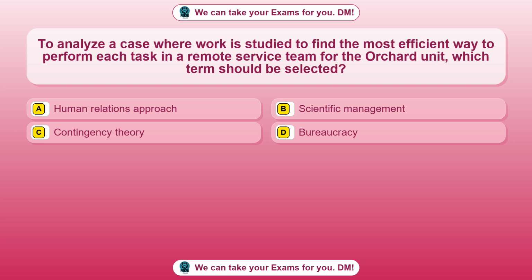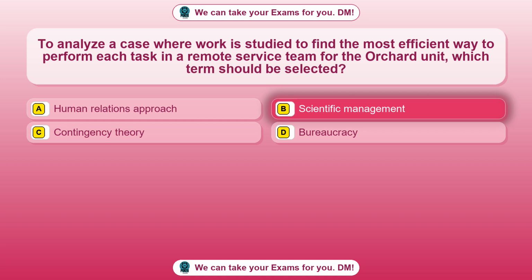Question 2. To analyze a case where work is studied to find the most efficient way to perform each task in a remote service team for the orchard unit, which term should be selected? Option A, human relations approach. Option B, scientific management. Option C, contingency theory. Option D, bureaucracy. The correct answer is option B, scientific management.